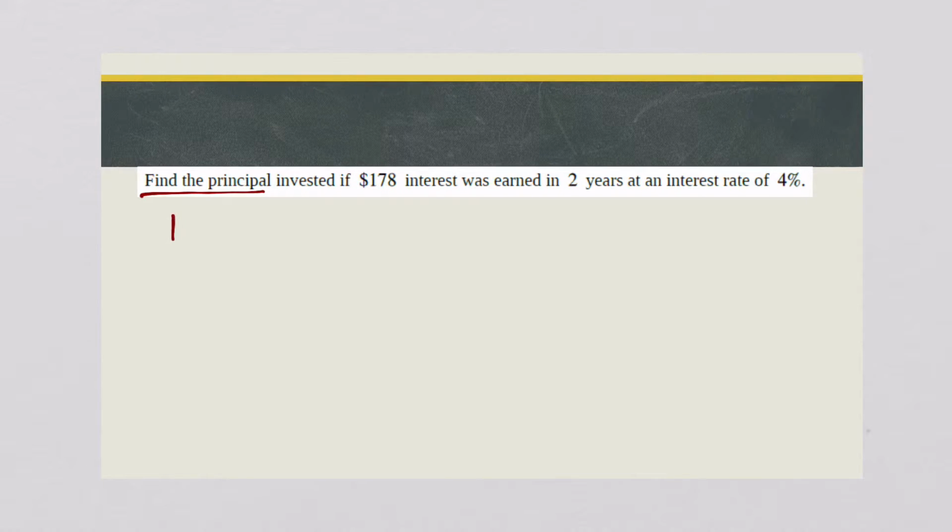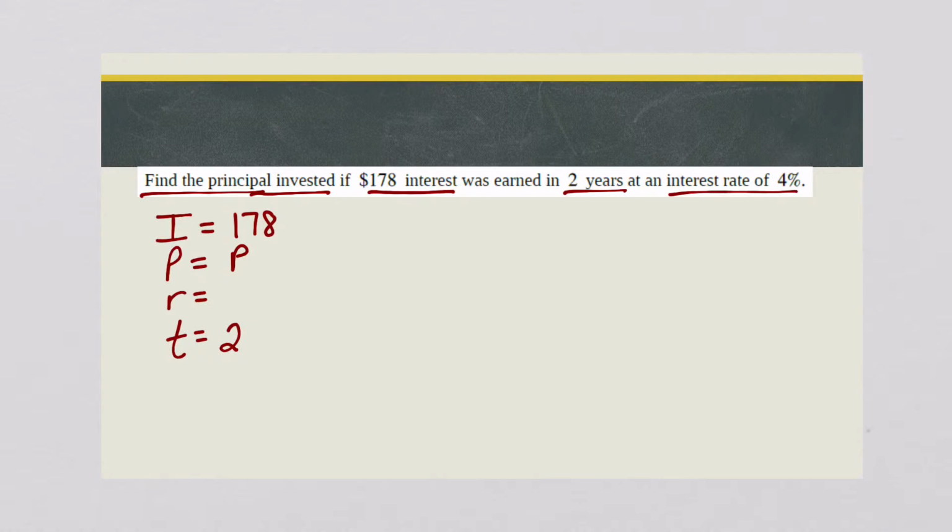Okay, in this problem it says find the principal. So what I don't know in this problem, I don't know my P value. Find the principal invested if $178 interest, so I'm going to put 178 right there. My principal I don't know, so I'm just going to call it P. 2 years is my time, and my interest rate of 4% is 0.04 as a decimal.